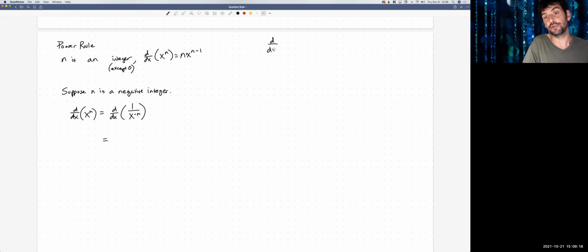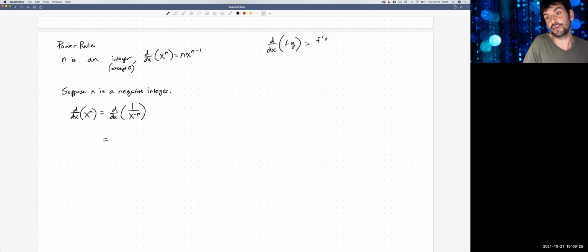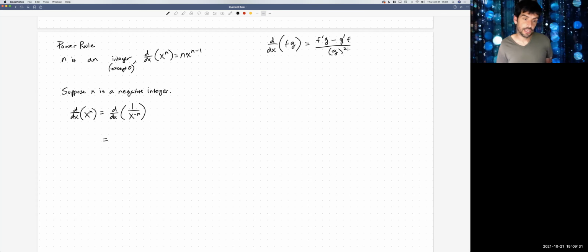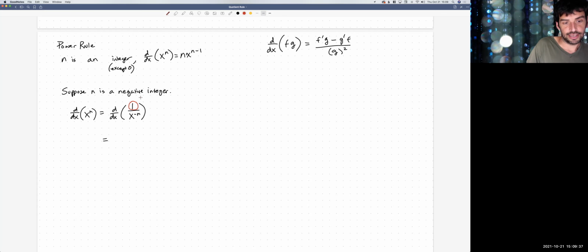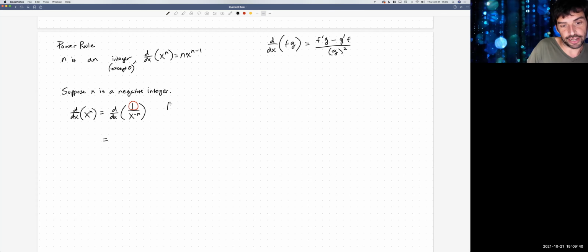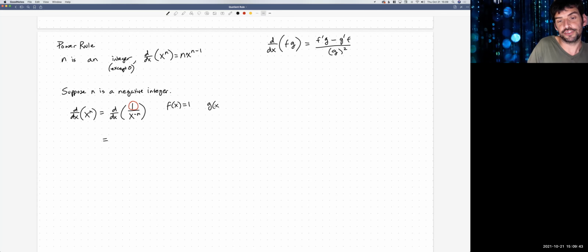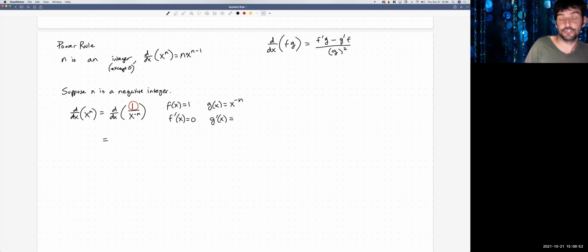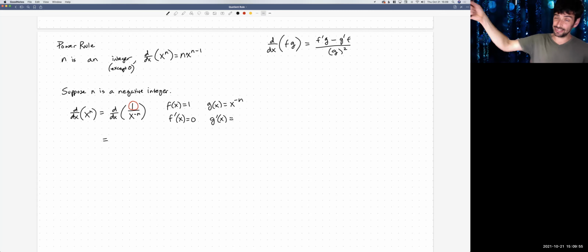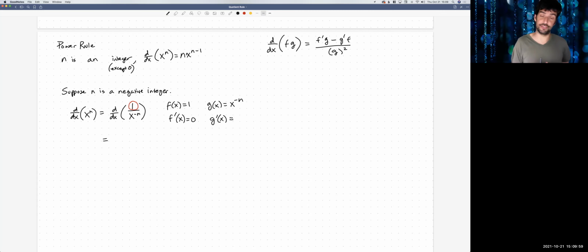So let me rewrite the quotient rule where we can see it, with a little shorthand. The derivative of f over g is f prime g minus g prime f, all over g squared. Now I'm going to treat the top function, the 1, as f of x equals 1, and g of x equals x to the negative n. F prime is 0. G prime, now here's where it gets interesting, because n is a negative integer, so negative n is a positive integer, which means I'm allowed to apply the power rule.